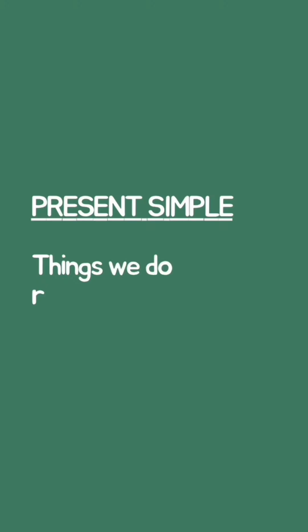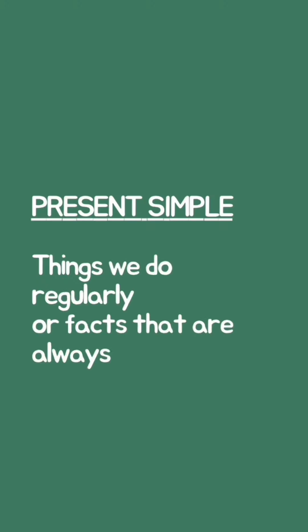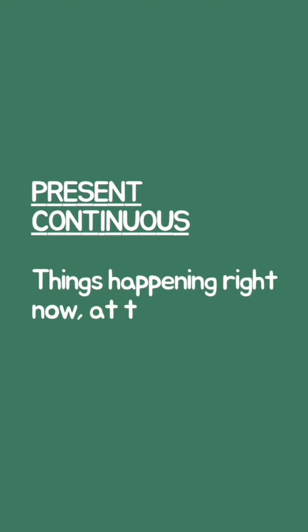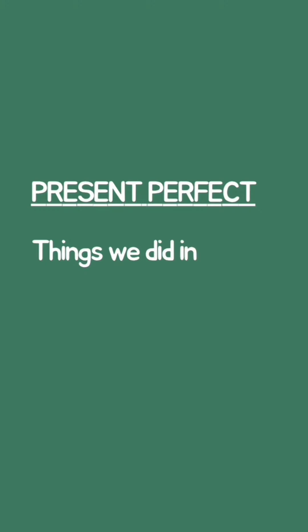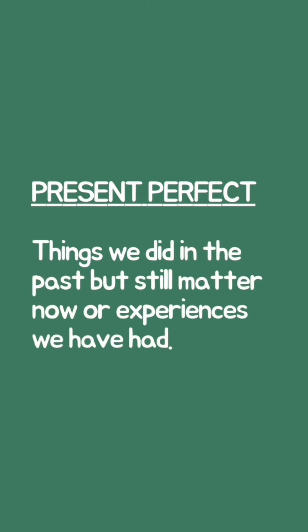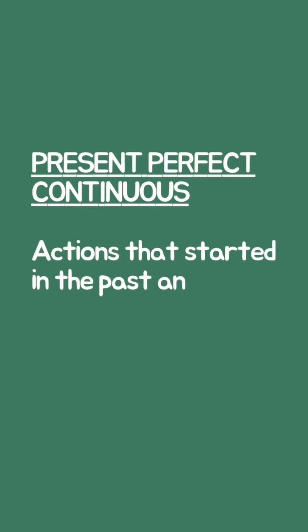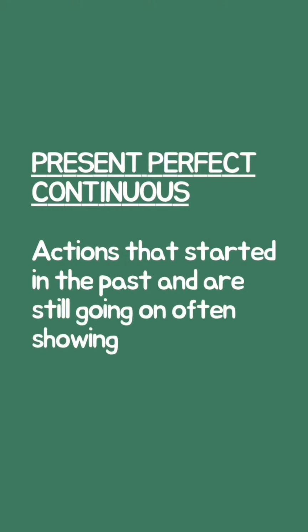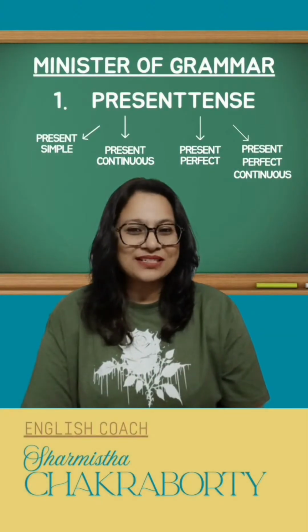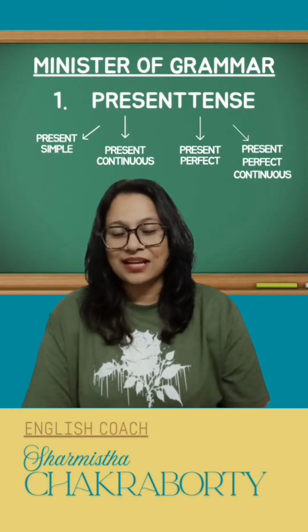Okay, let's do a quick recap to make it super easy to remember. Present simple, things we do regularly or facts that are always true. Present continuous, things happening right now at this very moment. Present perfect, things we did in the past but still matter now or experiences we have had. Present perfect continuous, actions that started in the past and are still going on, often showing how long they have been happening. That's all about present tense and its 4 aspects.